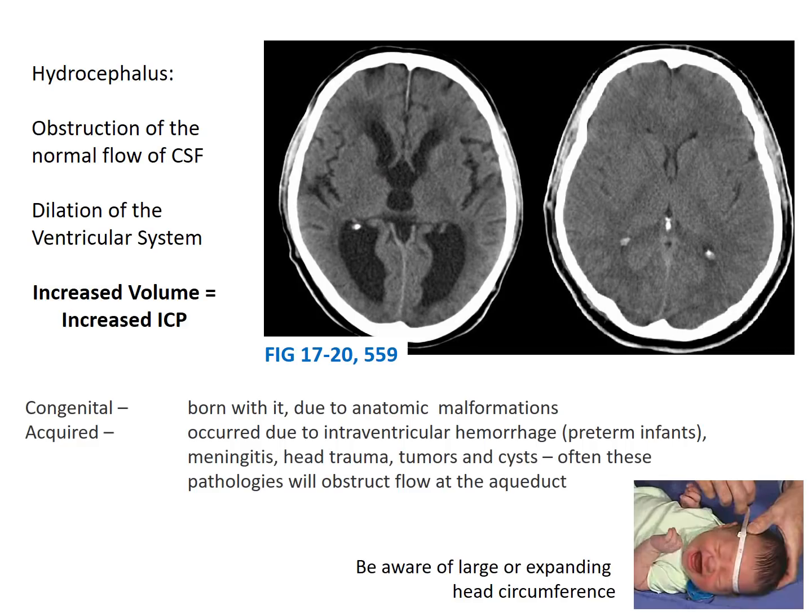All right, now let's talk a little bit more about some specific entities which elevate intracranial pressure. Let's talk first about hydrocephalus. Look at the normal CT scan on the right where the ventricles are fairly small, and then come over to the left and you can see that marked dilation in the ventricles due to expansion of cerebrospinal fluid.